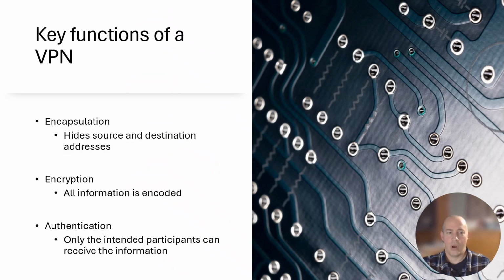Key functions are encapsulation, encryption, and authentication. First one, encapsulation, hides the source and destination addresses by putting the original layer 3 packet inside of another packet. The encryption part encrypts all data inside of the outer packet in addition to any other encryption by other protocols like HTTPS.